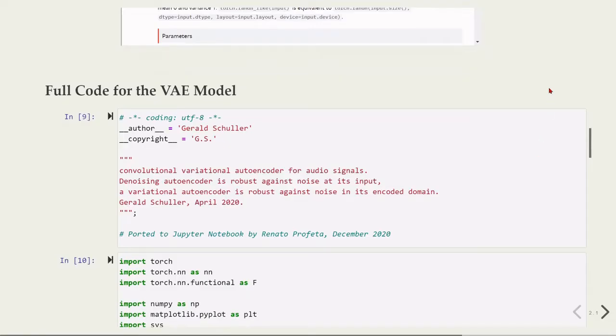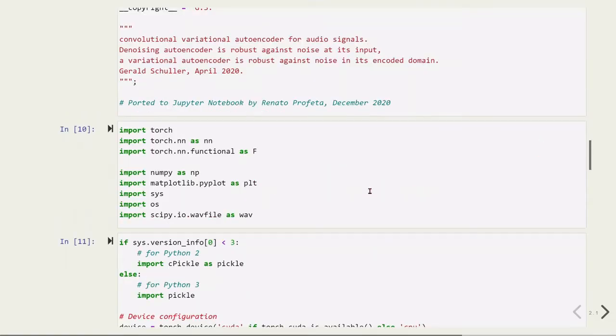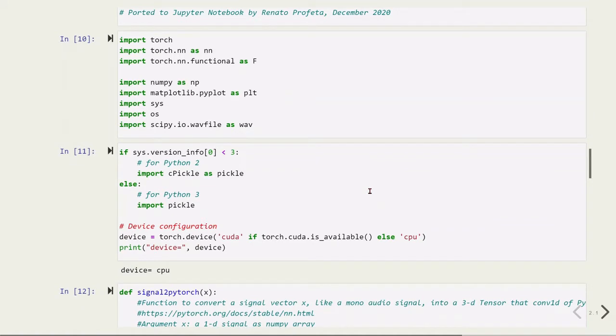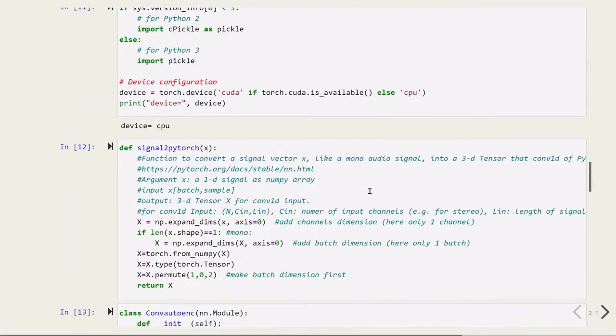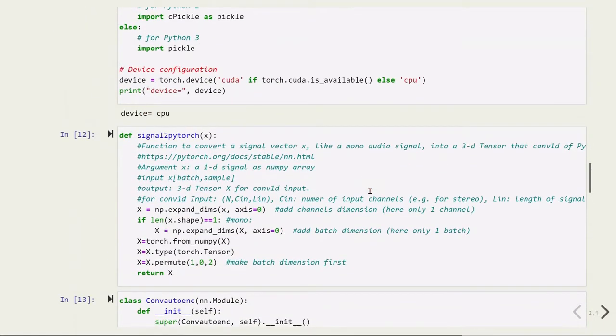So now we'll go through the full code functions for the variations. We're importing numpy, matplotlib.pyplot, and we're importing PyTorch. And we can also use scipy.io.wavfile to read in audio files. And we are also going to use librosa if we will use MP3 files. Here is the function signal to PyTorch that converts a signal vector, for example, like a mono audio signal, into a 3D tensor.